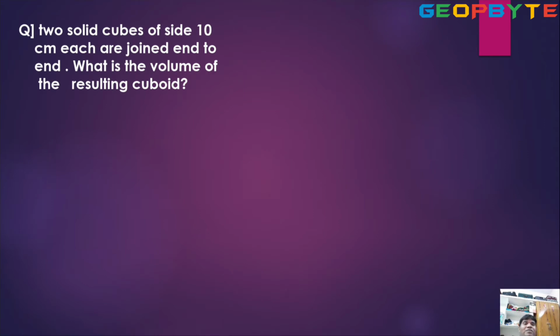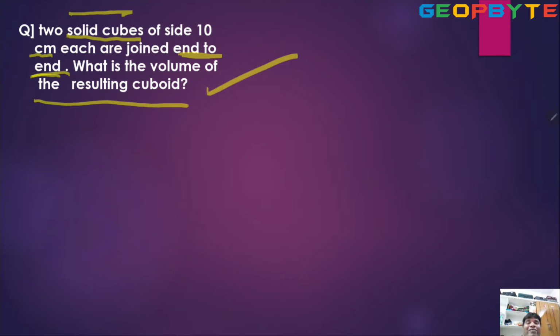Observe the first question. Two solid cubes of each side 10 centimeter, each are joined end to end. What is the volume of the resulting cuboid?